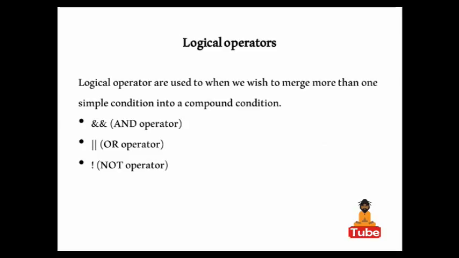Logical operators. Logical operators are used to add more than one conditions into a single condition. When we want to create compound or complex condition, then we use logical operators. Logical operators are and, or, not. And means if I am going to merge two conditions, then if I am using and, it simply means both conditions need to be true. In or, if any one of them is true, then it will be evaluated to true. Not will reverse the meaning of the condition.